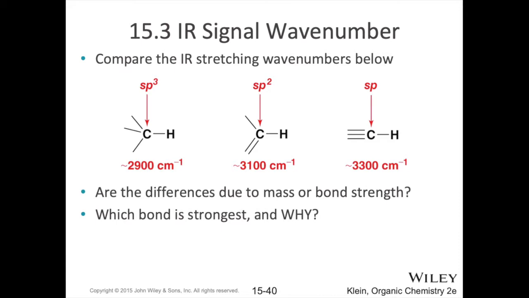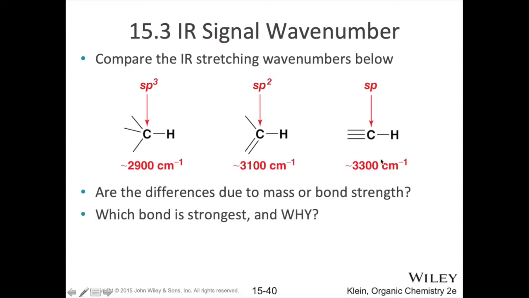So let's have a look at some other different stretches for our particular bond. Now let's compare three types of carbon-hydrogen single bonds. Notice that the hybridization of the carbon affects the wave number. Here we have an sp3 carbon, and that CH bond shows up at around 2900 wave numbers. With an sp2 carbon, we see that that peak shifts further up. We have a higher wave number, and with an sp hybridized carbon, it's even higher, to about 3300.